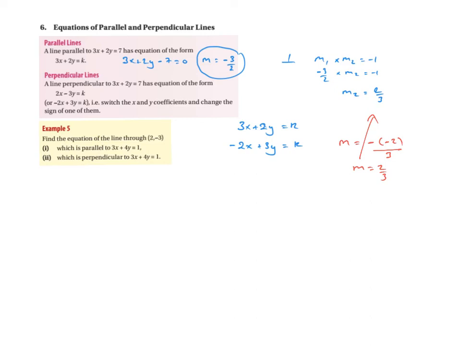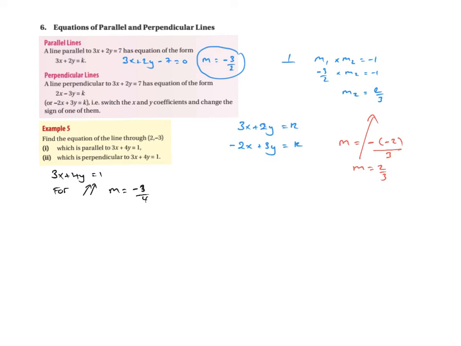This shouldn't be too difficult. It says find the equation of the line through (2, minus 3) which is parallel to 3x plus 4y is equal to 1, and then which is perpendicular to 3x plus 4y is equal to 1. Okay, so the first thing we need to do is find out the slope of 3x plus 4y is equal to 1. For the parallel, we know that m is equal to minus a over b, which is minus 3 over 4.